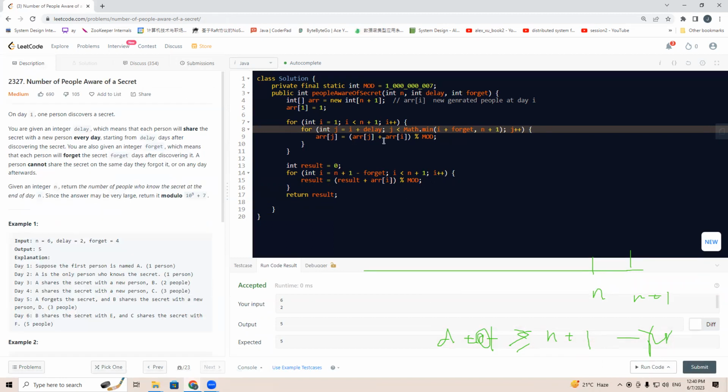Okay, so the time complexity is O(n), right? We just iterate from left to right, and the space is also O(n).